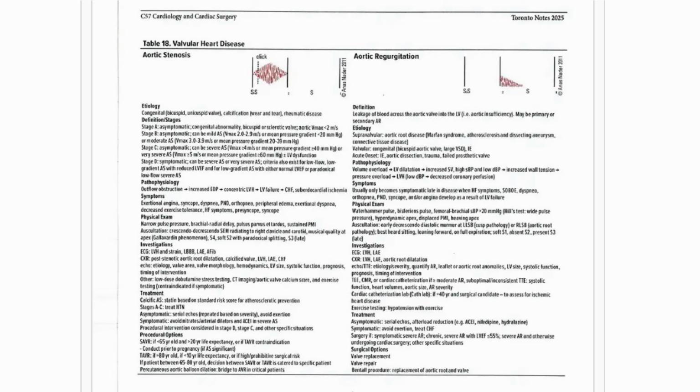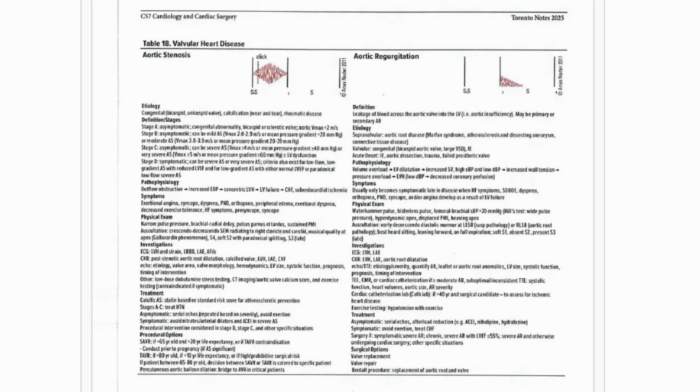Additional tests include dobutamine stress echocardiography, CT calcium scoring, and exercise testing in selected asymptomatic patients. Let's move on to management. Management depends on the disease's stage. Patients should receive cardiovascular risk reduction and treatment of hypertension. Asymptomatic patients are monitored with serial echocardiography while avoiding excessive exertion. Symptomatic severe aortic stenosis requires valve replacement.